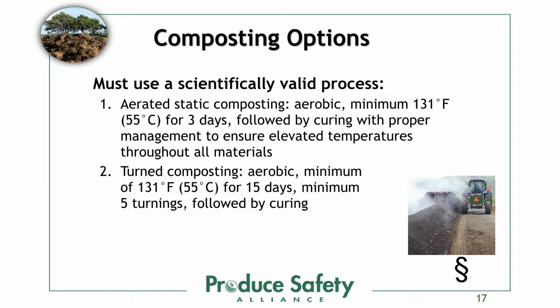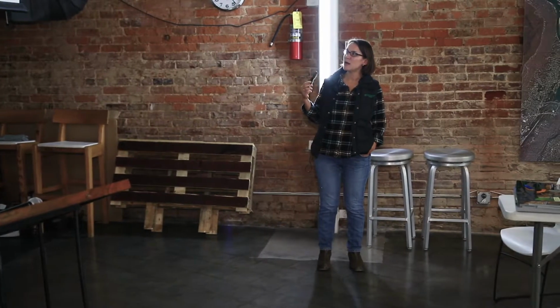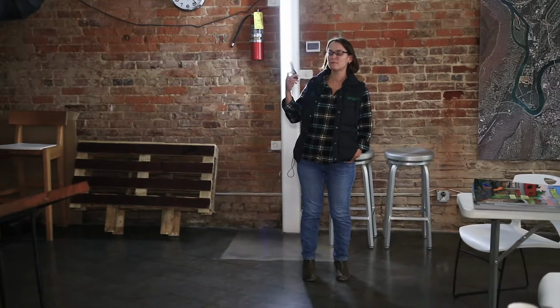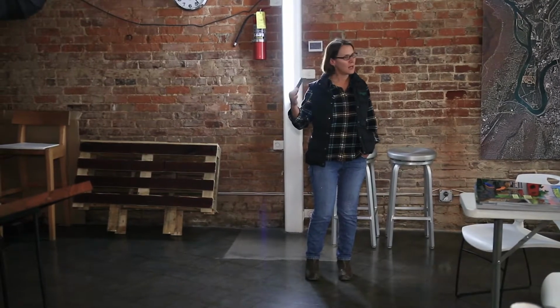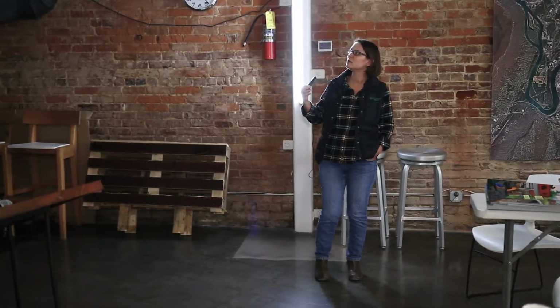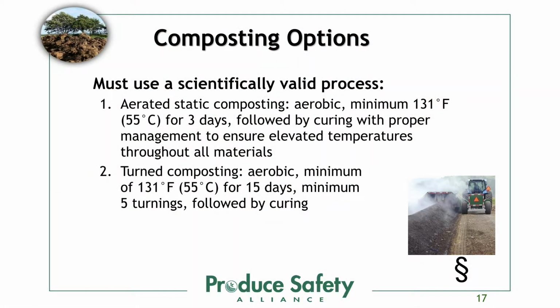The first one is using aerated static composting. This is generally on a larger scale that we see this. So it's an aerobic process. That means getting that air in there. And you need to reach a minimum temperature of 131 degrees Fahrenheit, 55 Celsius, for 3 days. So it's fairly quick if you have this aerated system. Not a lot of people do this, though. This is larger scale. And then you want to follow it by curing with proper management to ensure that those elevated temperatures are throughout all of the material.